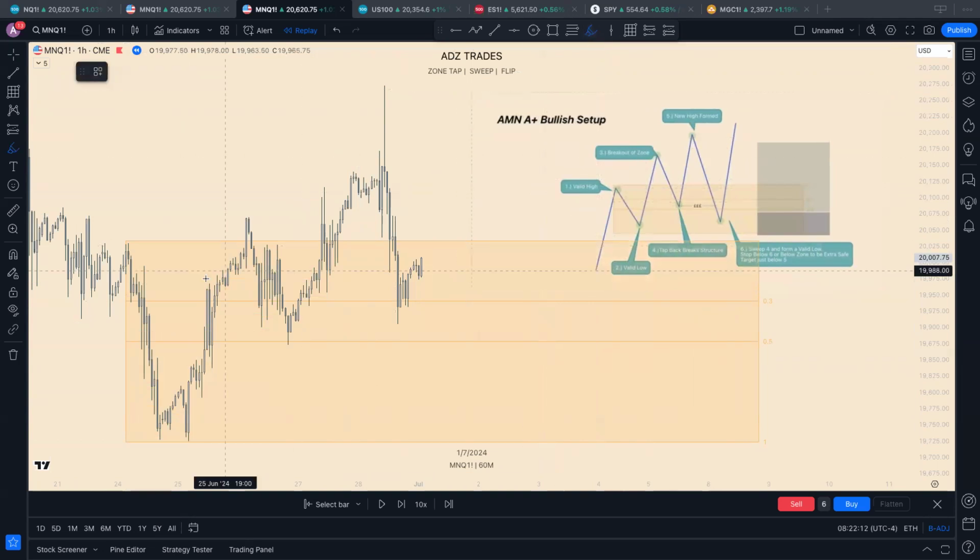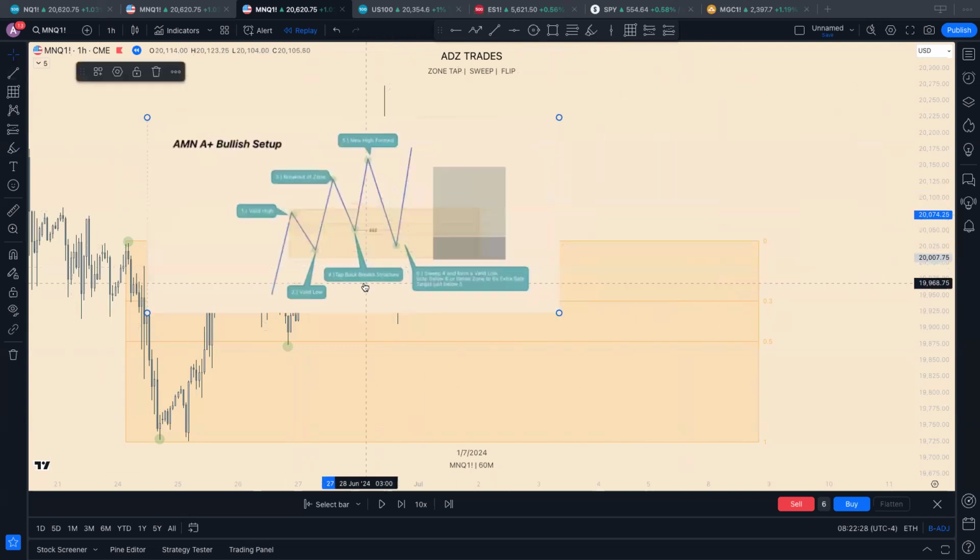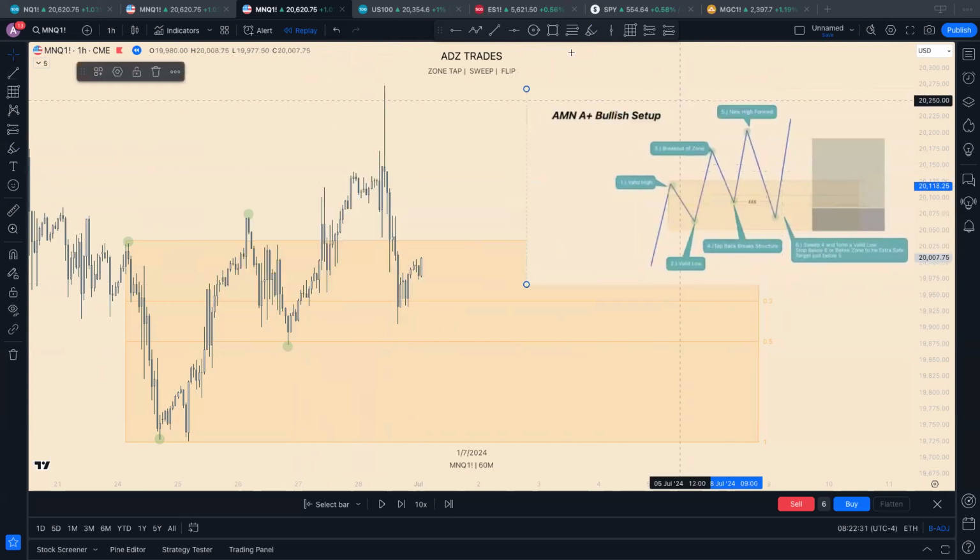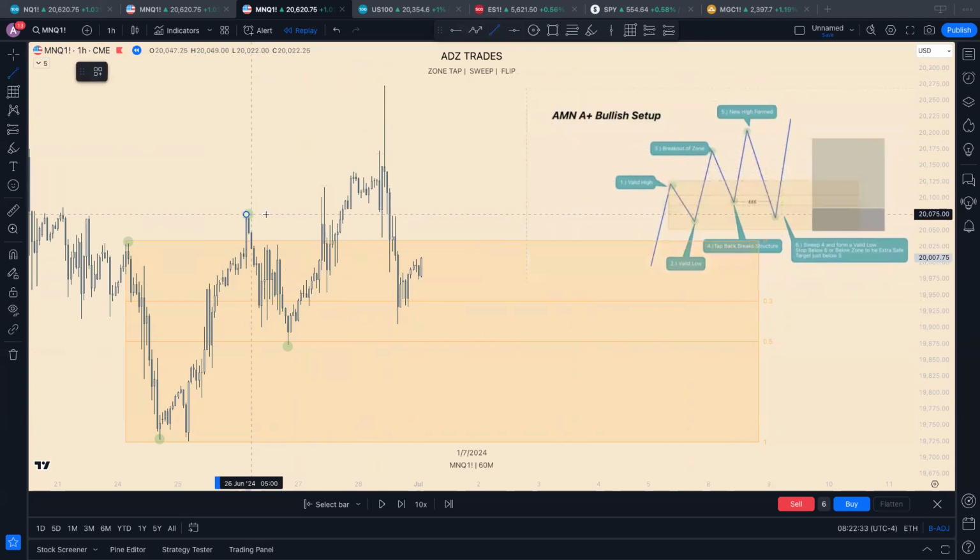Now, that's our high, that's our low. That's 1 and 2. 3 is a breakout of the zone. Can you see here we broke out of the zone? Nice. 4 is when we tap back in. But the tap back has to, as it says here, break structure. And we can see here, we break structure. Okay, perfect. 5 is the new high that's created. And 6 is when we sweep 4 and form a valid low. So this was 4. We need to sweep this.